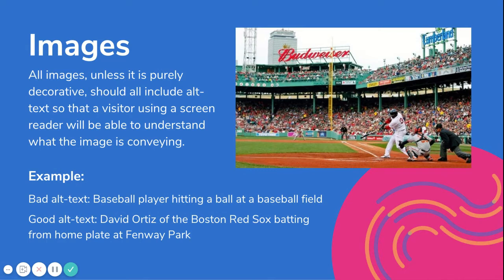So bad alt text would be something like baseball player hitting a ball at a baseball field. There's no context to the situation. There's no description. There's no specificity to this. So we wouldn't consider this good alt text. Good alt text would be something like David Ortiz of the Boston Red Sox batting from home plate at Fenway Park.